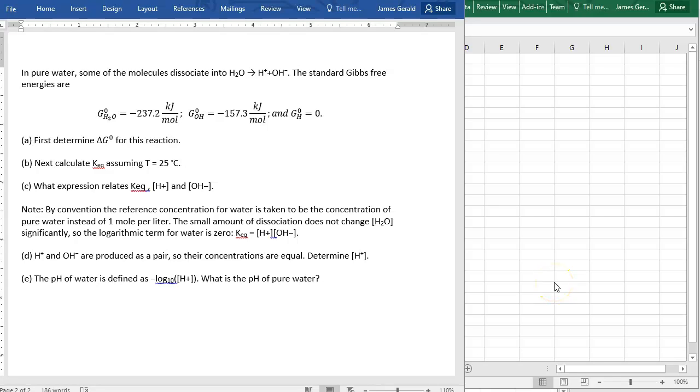In this problem, we're looking at the dissociation of water into hydrogen and OH. And we have the Gibbs free energies of H2O, OH, and H. The first thing we're going to do is determine delta G0 for this reaction. That's straightforward.